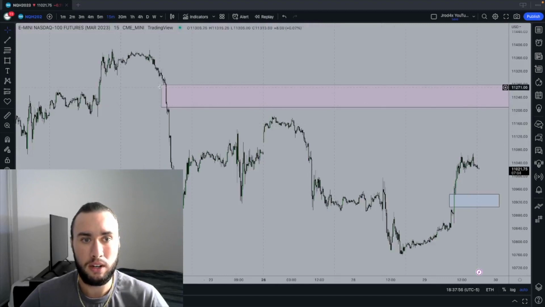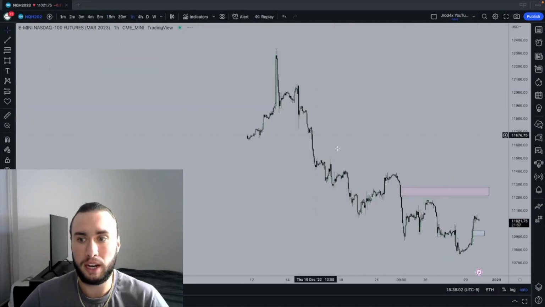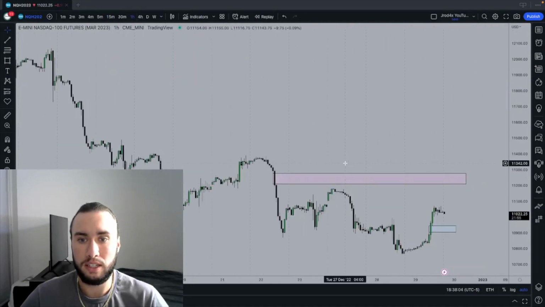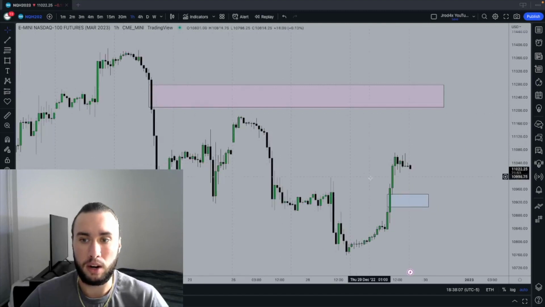Same thing over here. The actual fair value gap may not align perfectly on the lower time frames, but if we zoom back out to the hourly, you can see that it is, in fact, a fair value gap on the hourly time frame.